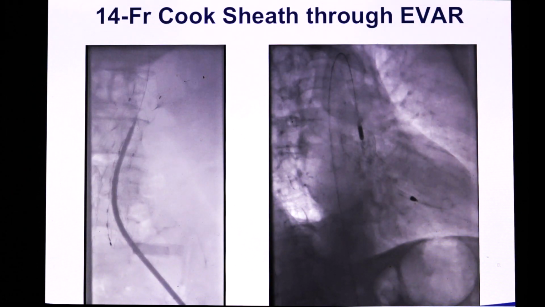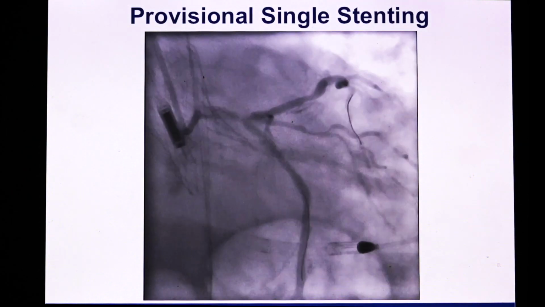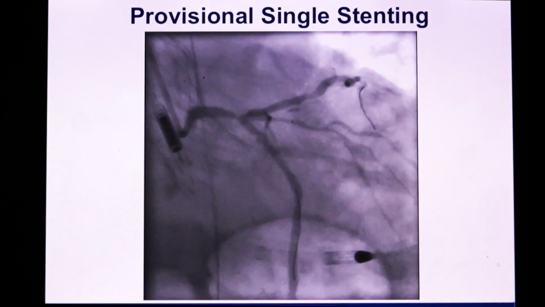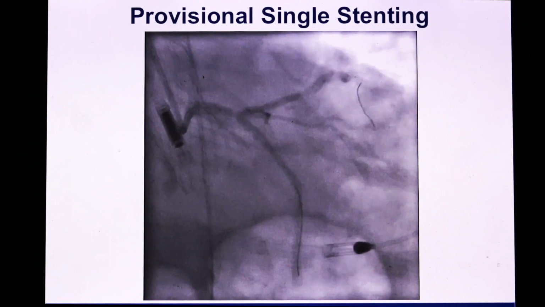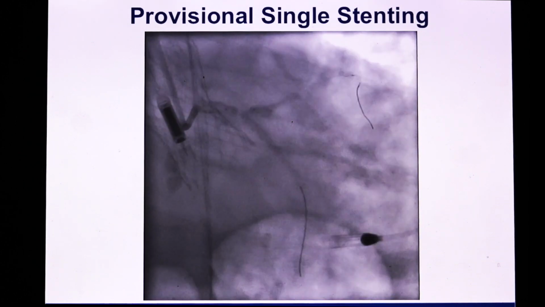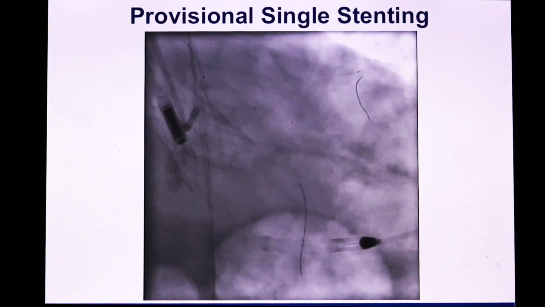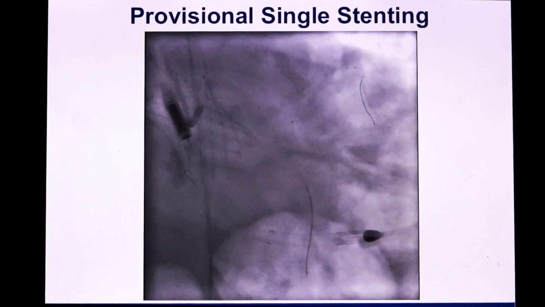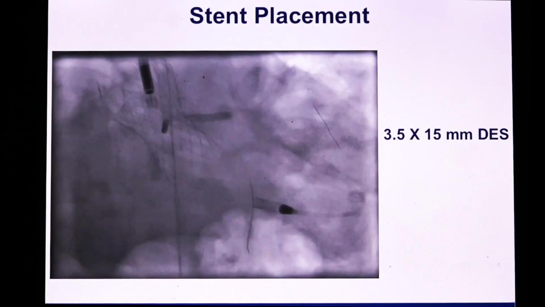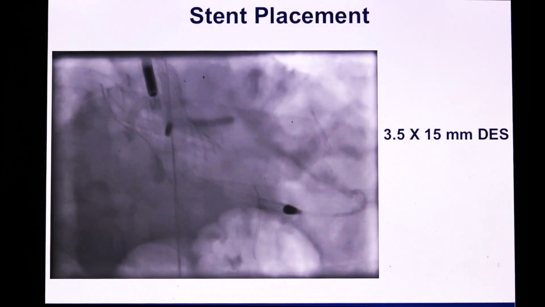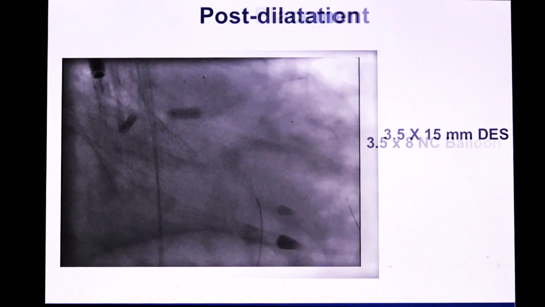And we decided to go ahead with the provisional single stent approach. We put a Pro-Water wire in the LAD and another wire in the circumflex to protect the circumflex from embolization and abrupt closure. We pre-dilated the lesion with a 2.5 by 12 and then a 3 by 12 millimeter balloon. We put in a 3.5 by 12 millimeter drug-eluting stent, which was post-dilated with a 3.5 by 8 millimeter non-compliant balloon.